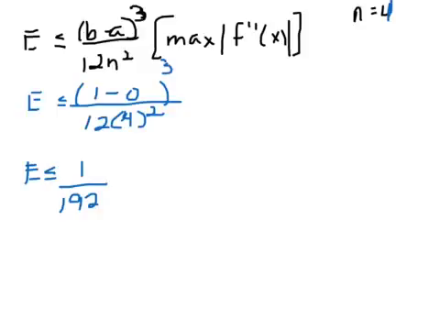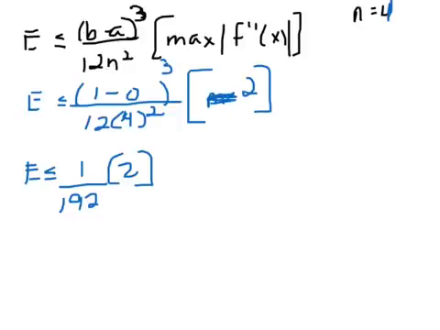Okay. And then I've got to multiply it by the maximum of the second derivative, but I already calculated that. And the maximum of the second derivative was just 2. So the error is less than or equal to 2 over 192. So if you divide 2 over 192 out, you get, well, it's 1 over 96. But we'll go ahead and put it as a decimal value.